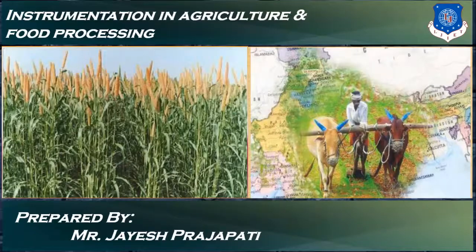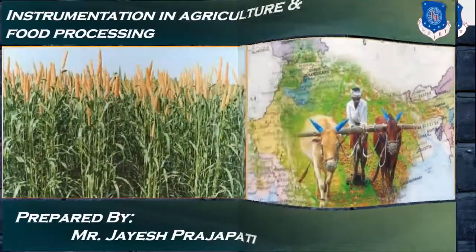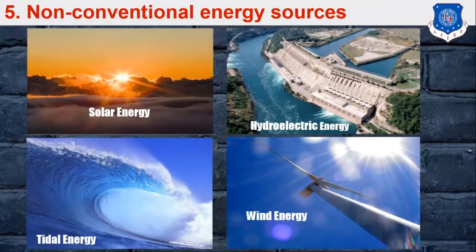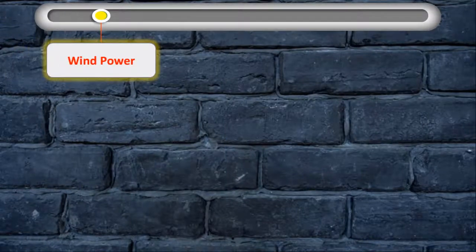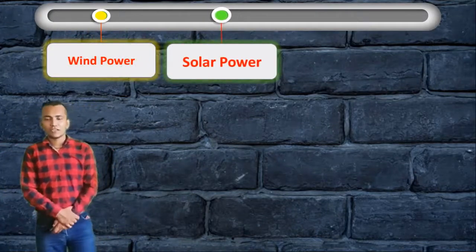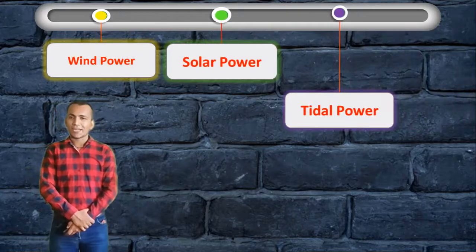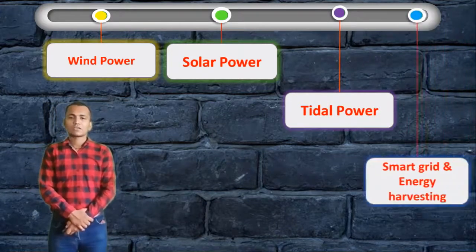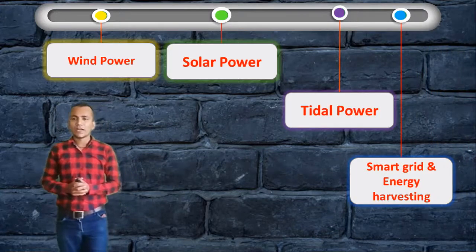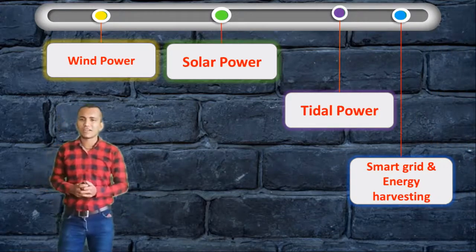In this session, we are going to discuss unit number 5, that is non-conventional energy sources. In this chapter, we will discuss the content: wind energy, then solar energy, then tidal energy, then smart grid and energy harvesting. Those are the contents that we have to study in this chapter.